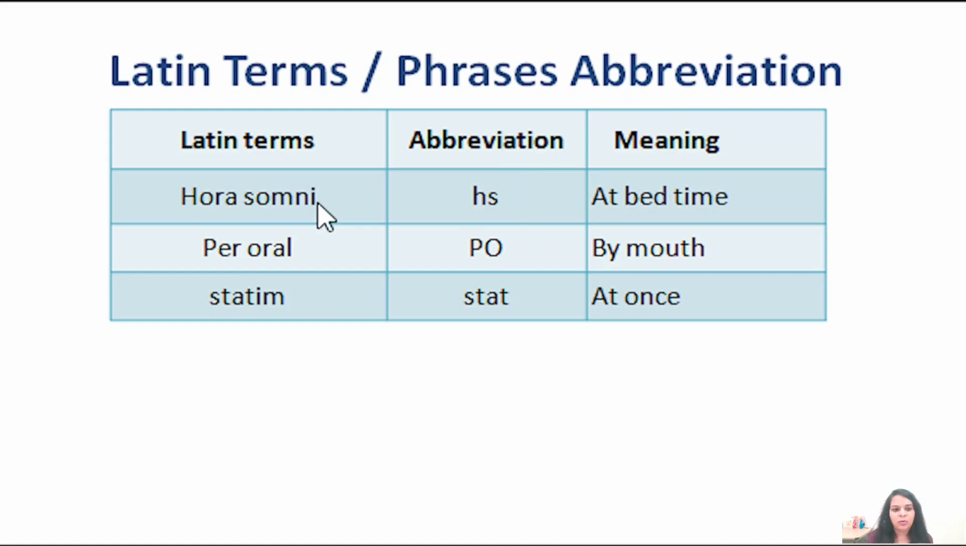HS is hora somni. That means the drug should be taken at bedtime. PO is per os, that means the medicine should be taken by mouth. STAT is statim, so that means the drug should be given to the patient at once. So these are the common abbreviations or Latin terms which are used while writing the prescription.